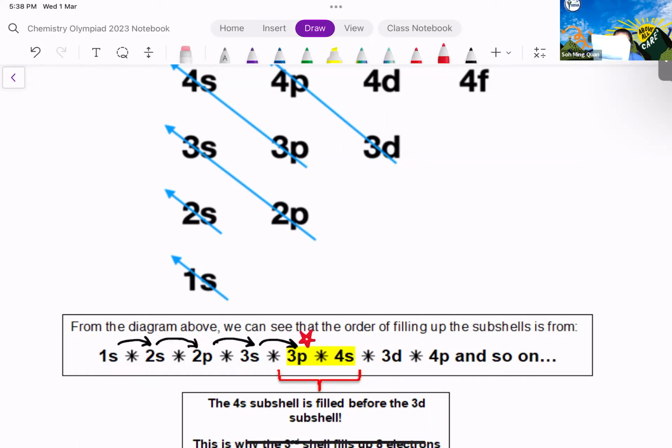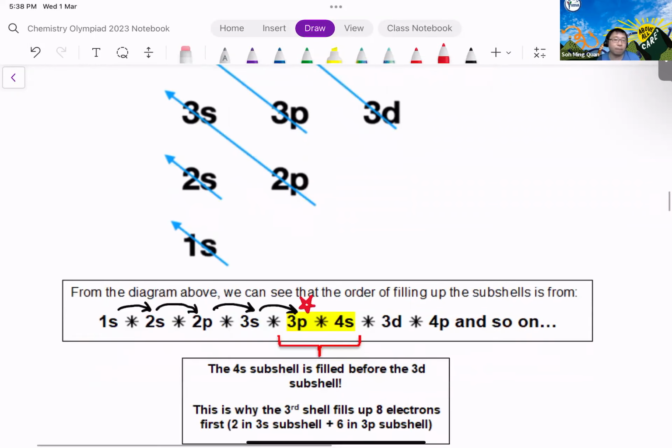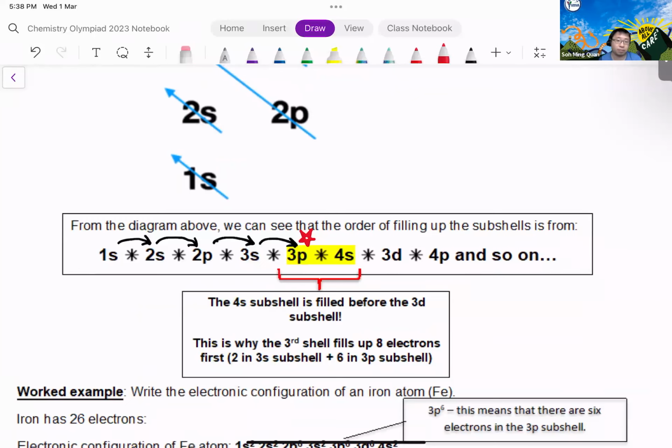After 3p, you'll be tempted to go on to 3d, right? Because it's third shell. But as it turns out, the 4s is filled before 3d. And this is the reason why your teachers would have taught you the third shell fills up 8 electrons first. How come I get a magical number 8? Because 3s has 2 electrons, 3p has 6 electrons. So if I fill 3s 2, 3p 6, I will fill up 2 plus 6, 8 electrons in the third shell first. Okay?